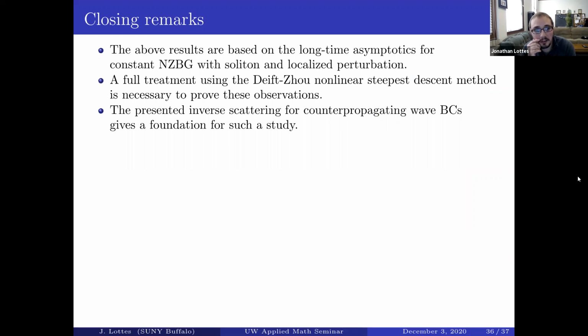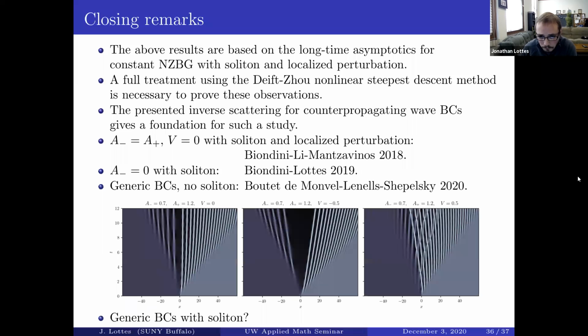Okay, and so just to make some closing remarks, these observations above are based on this long-time asymptotic study for constant non-zero background with soliton localized perturbation. But we didn't do any full nonlinear long-time asymptotics using the Deift-Zhou nonlinear steepest descent, which would be necessary to prove these observations, to prove that these trapped structures have these velocities. On the other hand, the inverse scattering that we presented earlier gives exactly the foundation for doing these long-time asymptotic studies. And so I'll just mention some of the cases that have already been looked at.